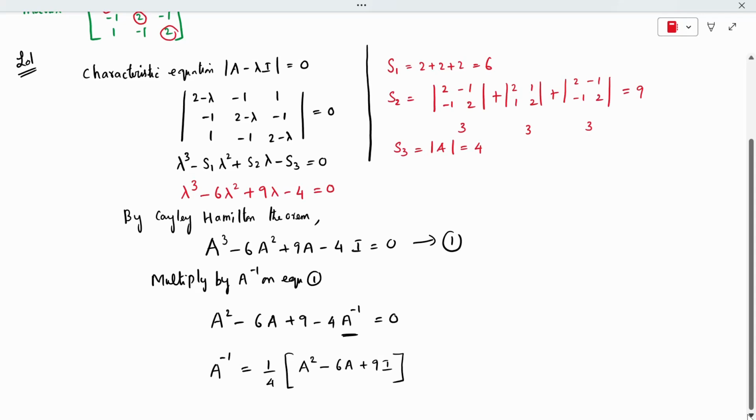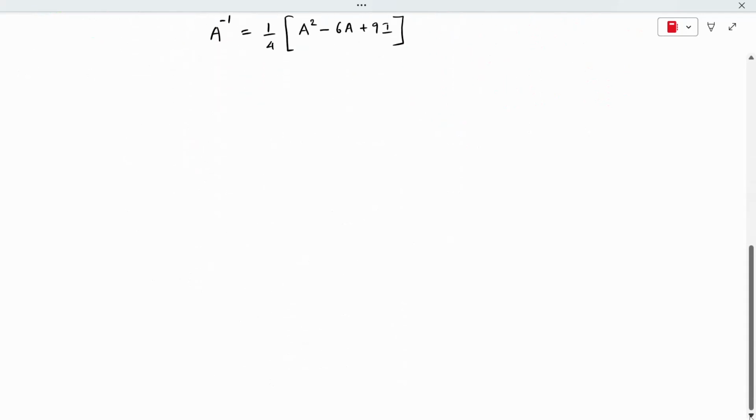But we have to calculate the data. The equation is 1 by 4 into A squared minus 6A plus 9I. For that we need A, which is given in the question, but A squared we need to calculate. You can calculate A squared by matrix multiplication, also in a calculator. So now I am going to calculate A squared.